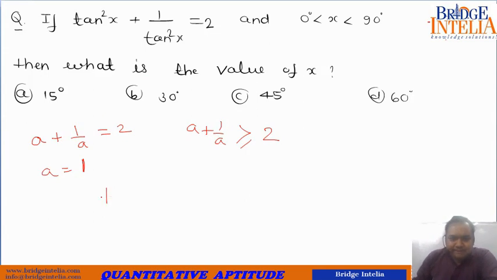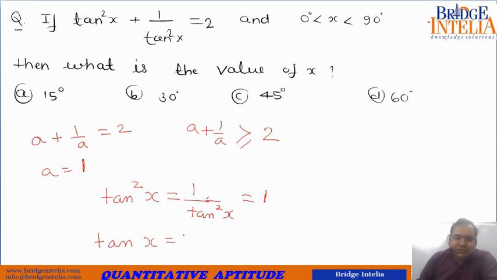So here it is very evident that tan square x is equal to 1 by tan square x is equal to 1. So when can that happen? When can tan square x be equal to 1? When tan x is equal to 1, which means we are talking about tan 45 degrees. So the value of x will be 45 degrees.